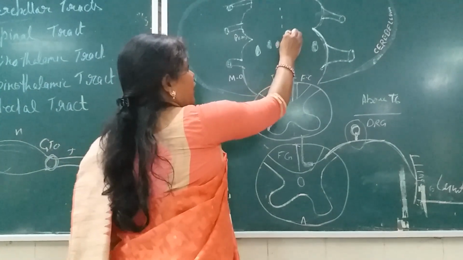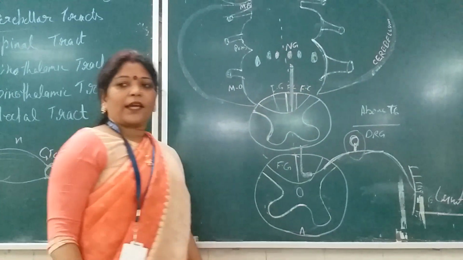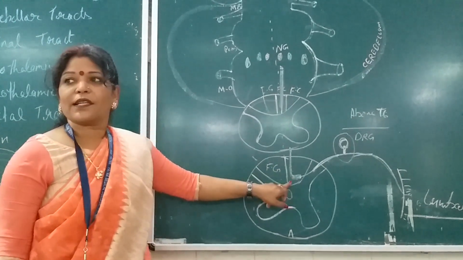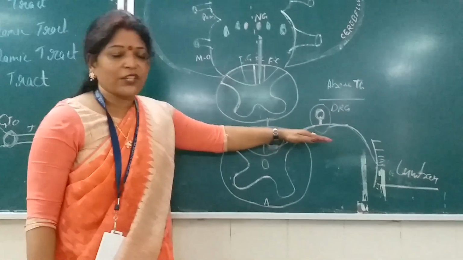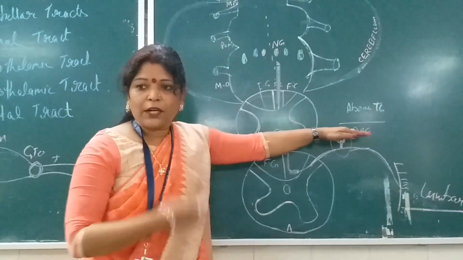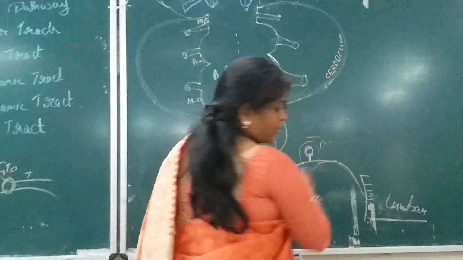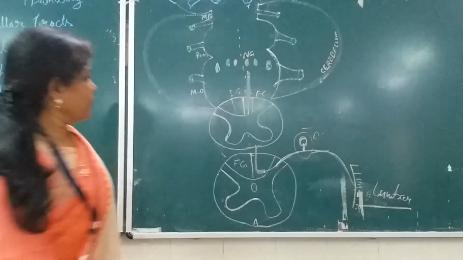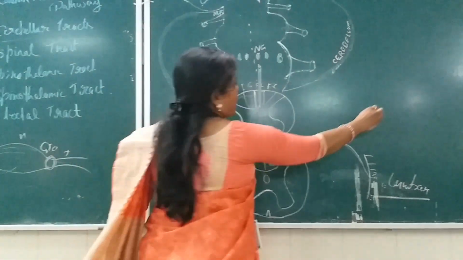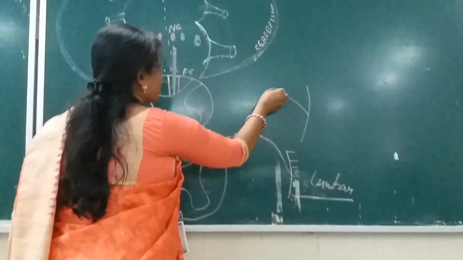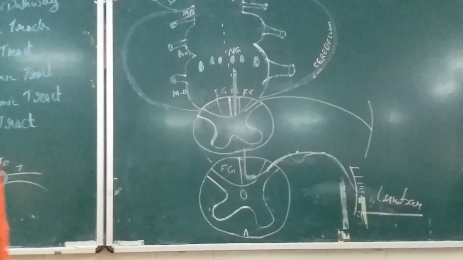What is this? Nucleus gracilis. Why? Because this is the fasciculus gracilis, because the fibers, all modalities of sensation, are coming from the mid-trunk below. Now suppose the same modalities of sensation are coming from the upper segment of the spinal cord, then what will it lead to?